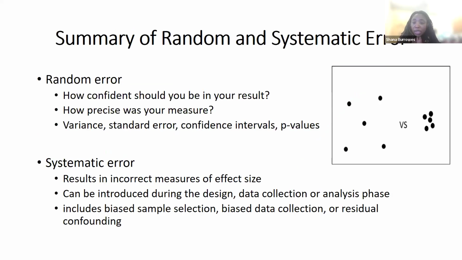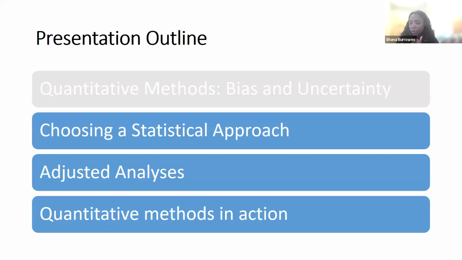Just as a quick summary before we move on, there are two types of big errors: your random error and your systematic error. We never really know what our true estimate is. We can just know if our estimates are precise or if they're not precise. And we can use our statistical analyses to account for both types of error. Any questions before I move on?